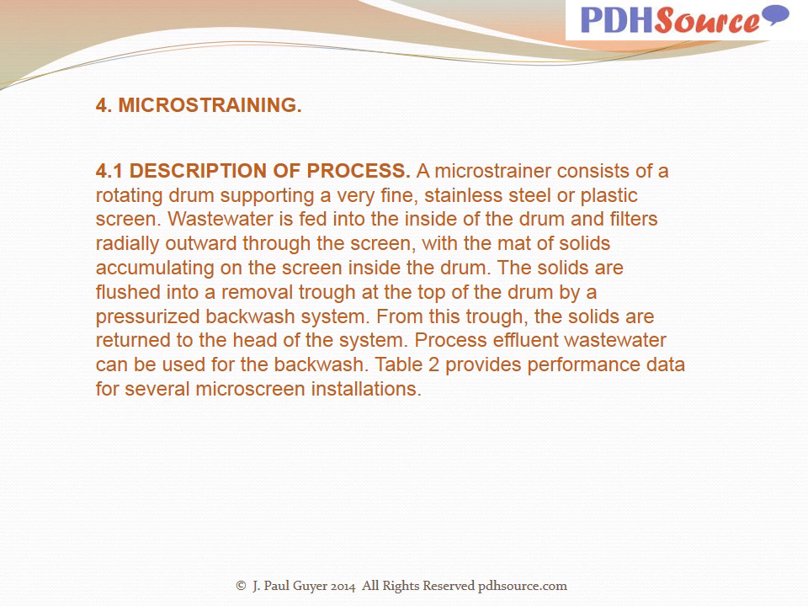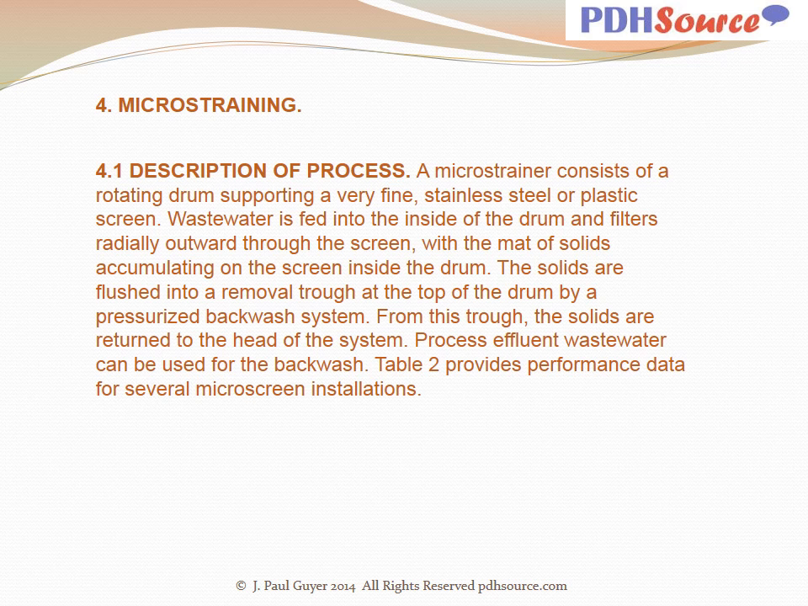The next possible methodology that might be employed is microstraining. A microstrainer consists of a rotating drum supporting a very fine stainless steel or plastic screen. Wastewater is fed into the inside of the drum and filters radially outward through the screen with the mat of solids accumulating on the screen inside the drum. The solids are flushed into a removal trough at the top of the drum by a pressurized backwash system. From this trough, the solids are returned to the head of the system. Process effluent wastewater can be used for the backwash.